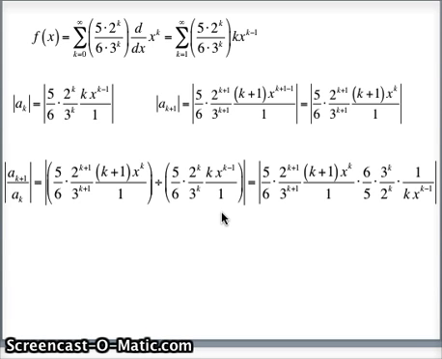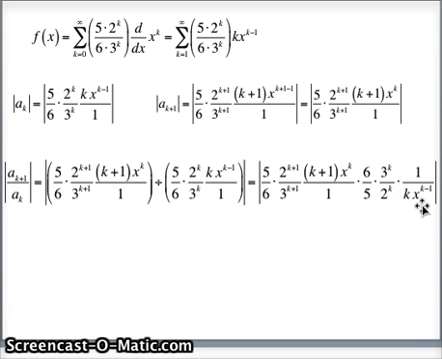Now let's think through our algebra. 5 divides out 5, 6 divides out 6. 2 to the k plus 1 over 2 to the k. There's one more 2 upstairs. I'll have a 2 upstairs. 3 to the k upstairs, 3 to the k plus 1 downstairs. One more 3 downstairs. How about the k's? What do we have there? k plus 1 over k, fine. How about the x's? x to the k upstairs, x to the k minus 1 downstairs.